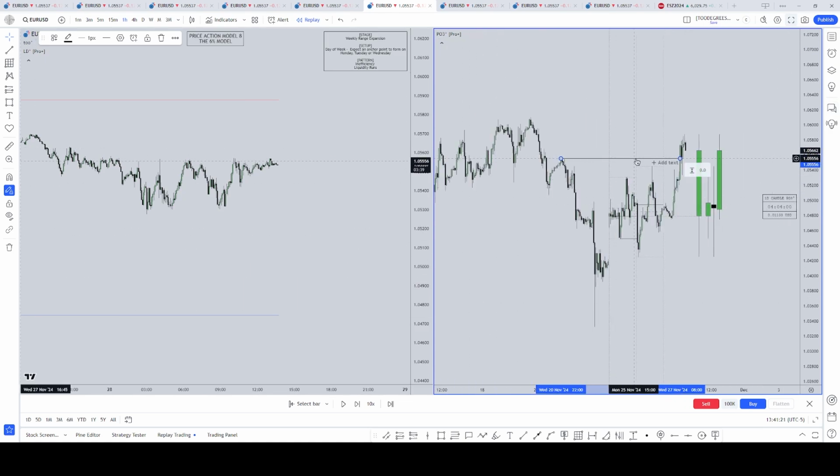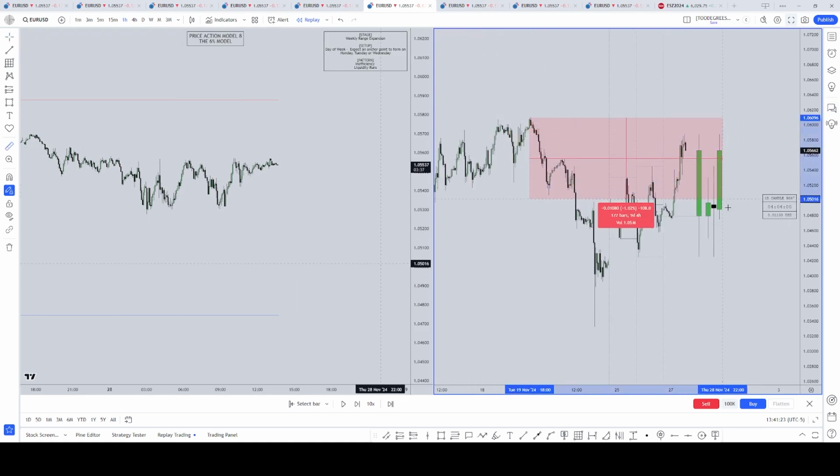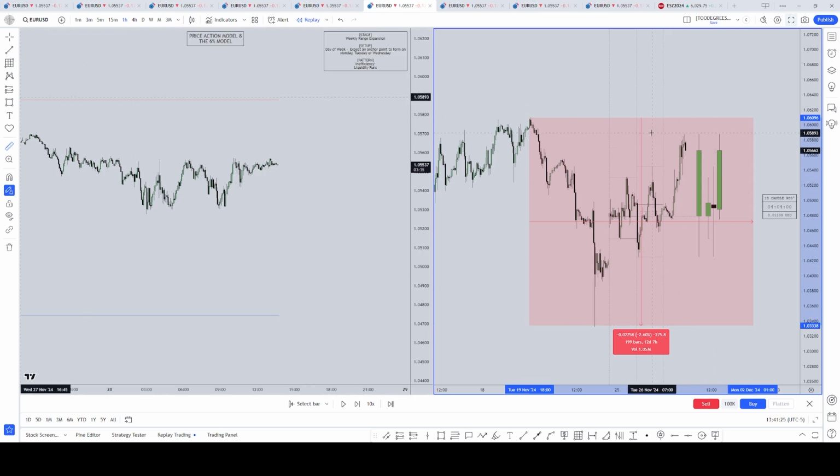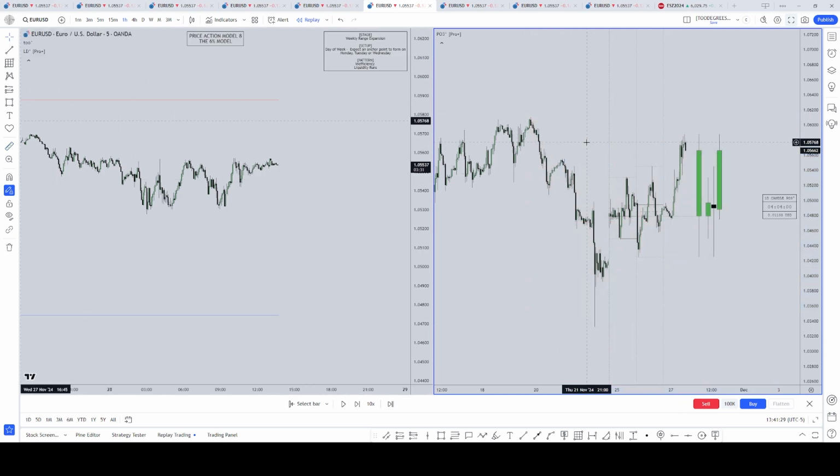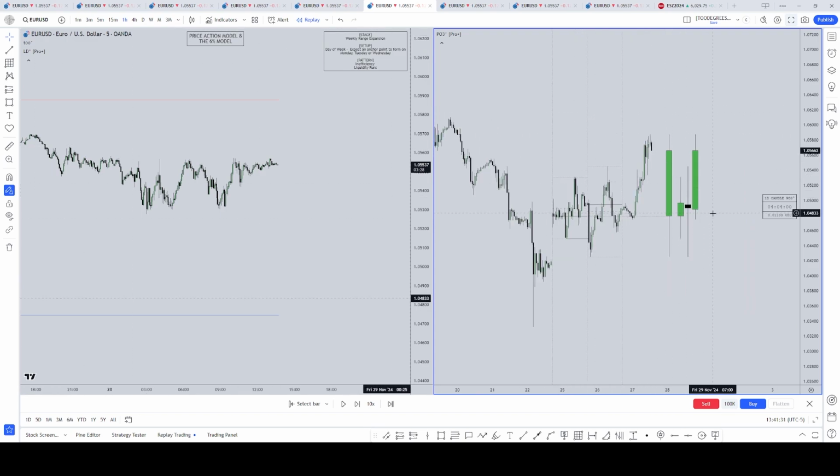And if we make use of the entire dealing range from here to here, right, you would see that we are nearing the end and in very deep premium of that range, right? So that's where we can start to look to take some partials, right?